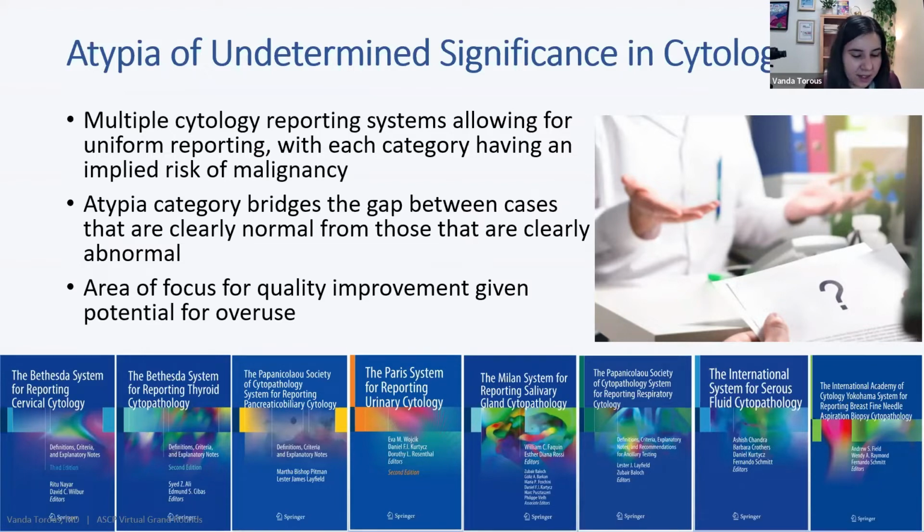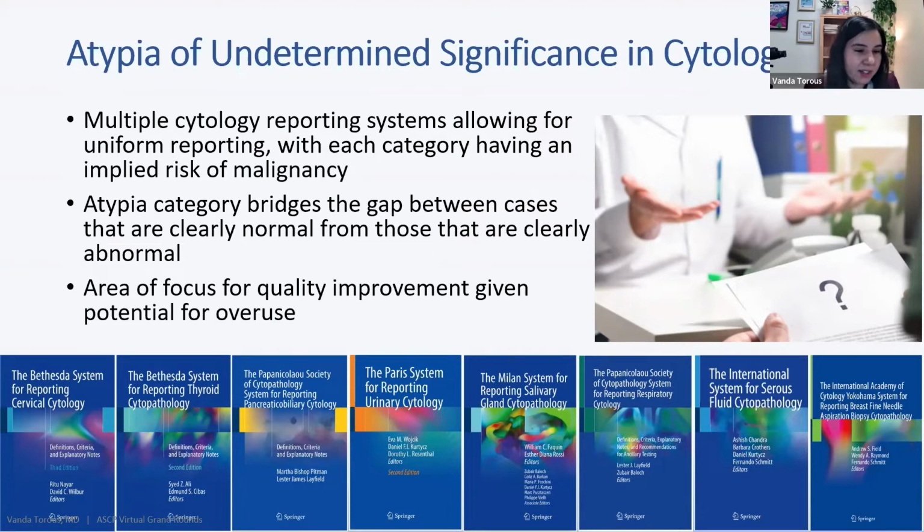Now, the atypia category serves an important function because it bridges the gap between cases that are clearly normal from those that are clearly abnormal. So not everything is black and white, as you can imagine, right? So eliminating this category would result in a decrease in sensitivity, as well as an increase in the false positive and false negative rates.